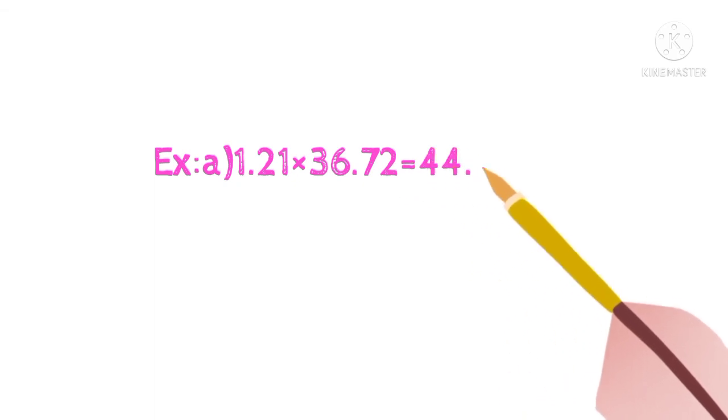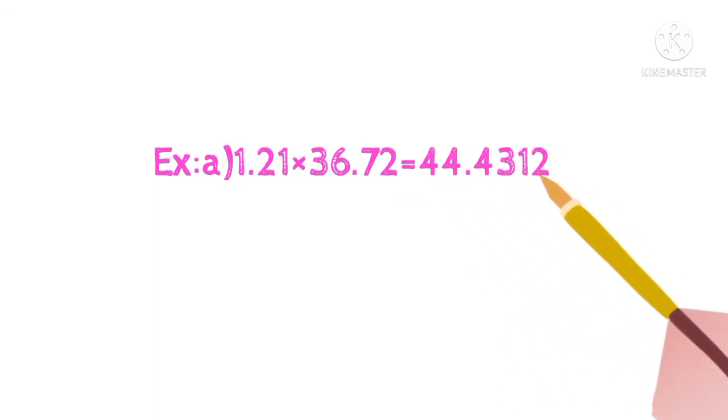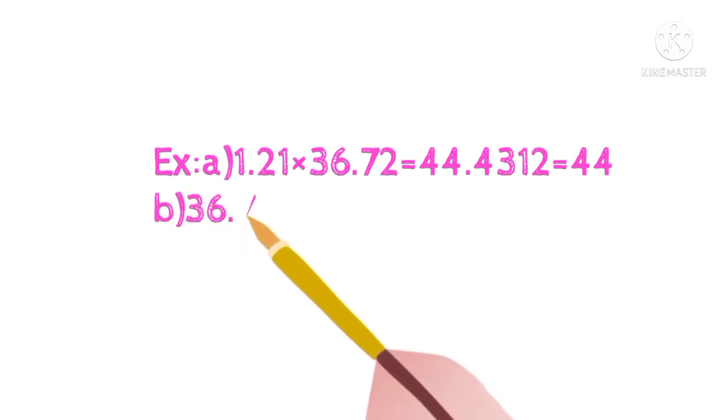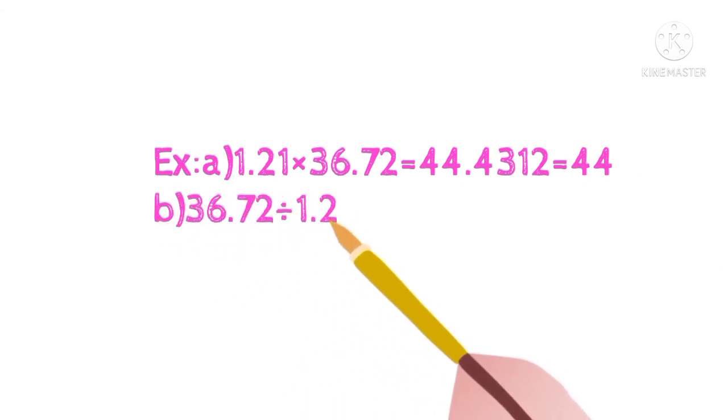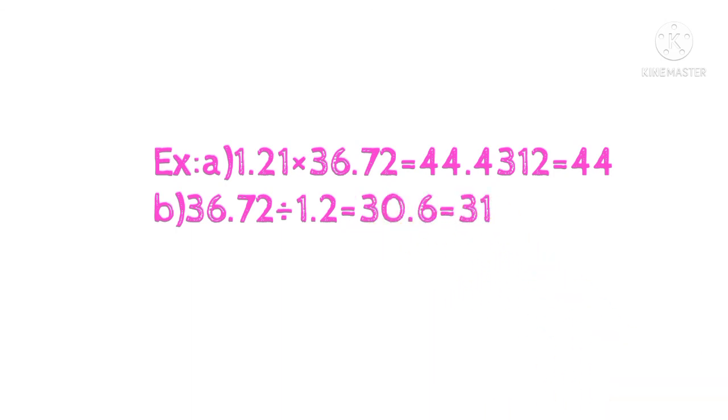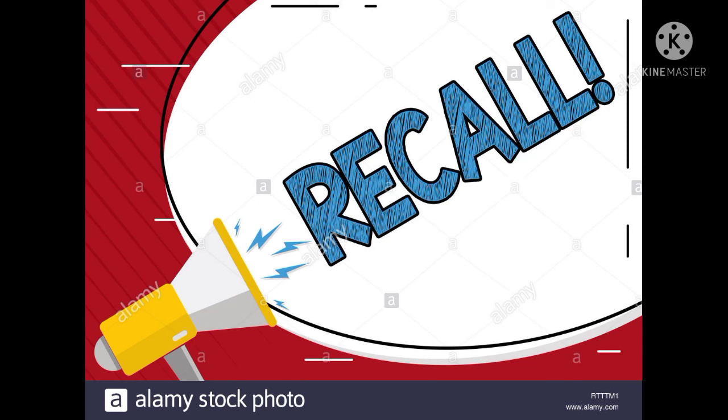In the first example, 1.21 is multiplied by 36.72. How many digits does the least significant figure have here? We have 3 as the least number of significant figures. So, the answer is 44.4. In the next example, we have 2 digits as the least significant figure. So, the answer is 31.